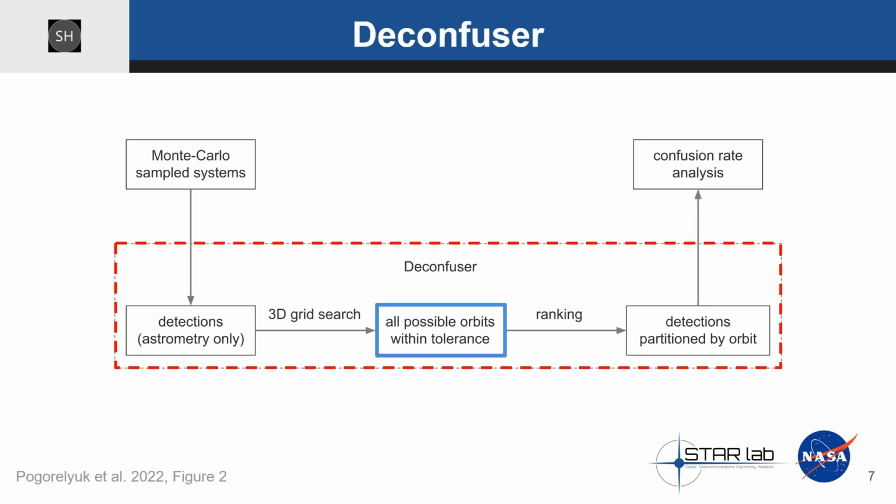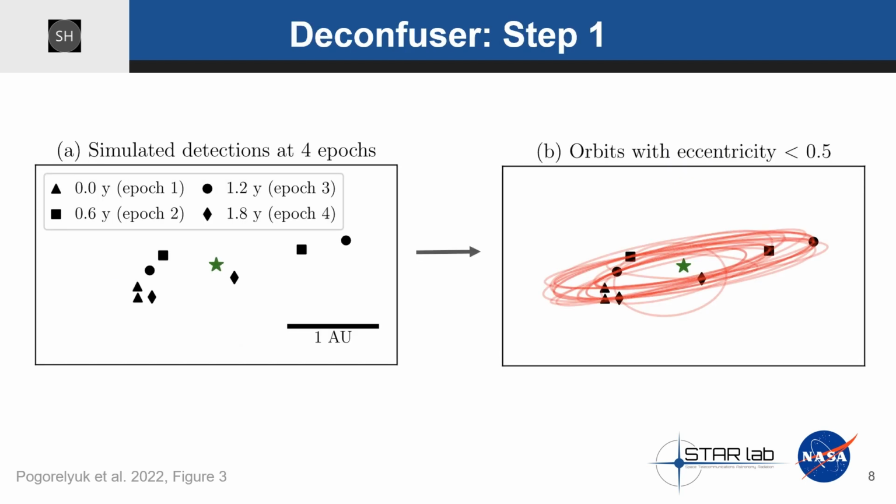The second step in the deconfuser performs the actual orbit fitting step by performing a 3D parameter search. The deconfuser assumes Keplerian orbits, which are defined by 6 parameters. However, each detection, when we're observing a system, only provides 2 constraints, and that's the 2D location of the planet in the image plane. Therefore, any 2 detections could be fit with infinitely many Keplerian orbits.